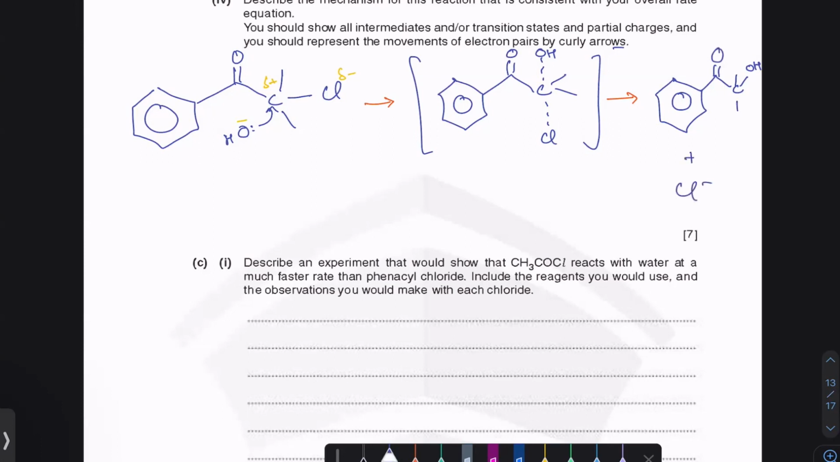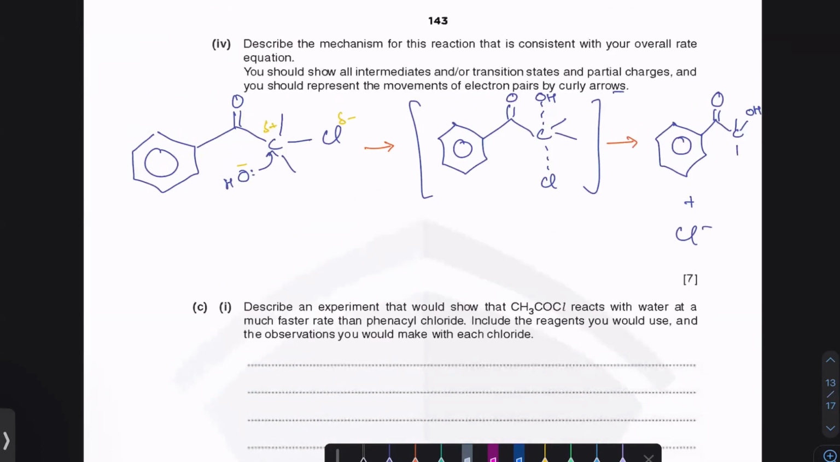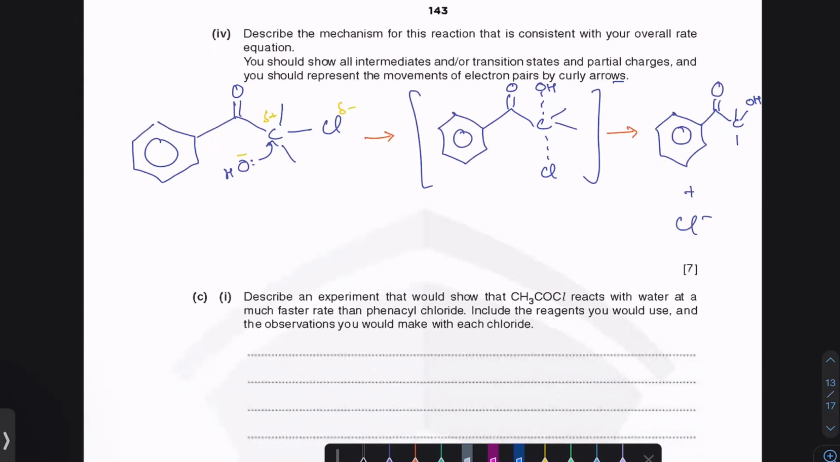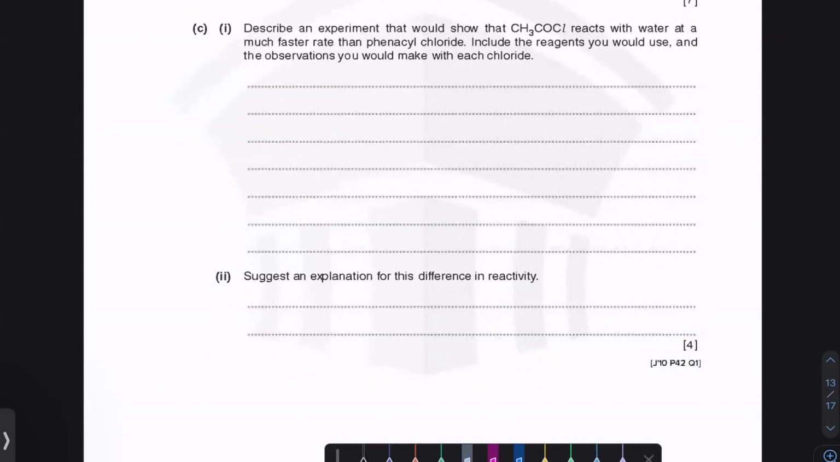अच्छा, उसने बोला कि that is in line with the rate equation that you figured out. So obviously rate equation जो हम figure out करेंगे उसमें we will get the concentration of both of them, and that will be a big hint कि दोनों की concentration पर depend कर रहा है, तो ये SN2 है. ठीक है.